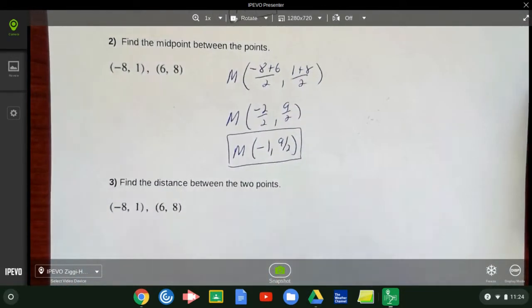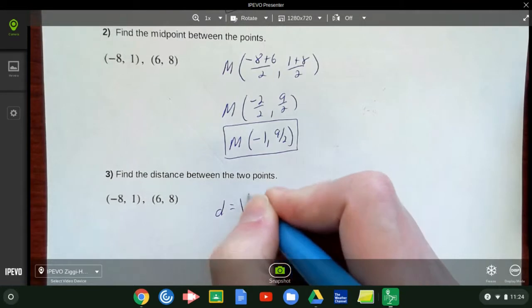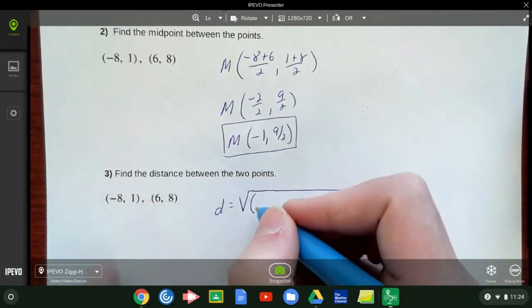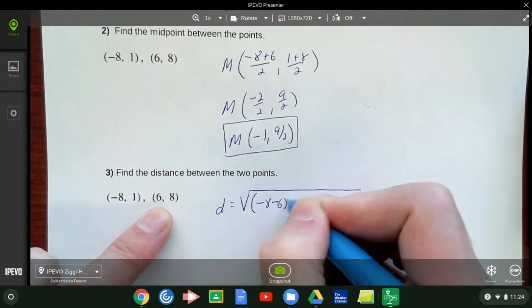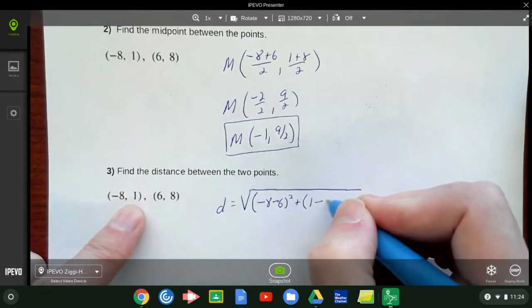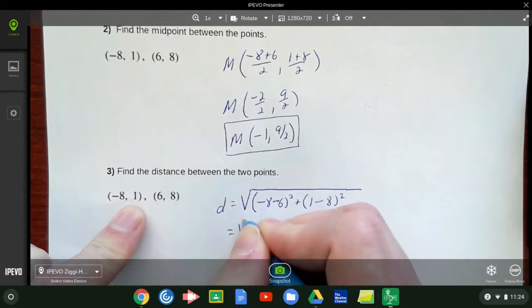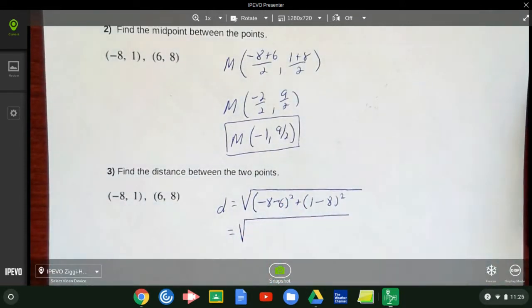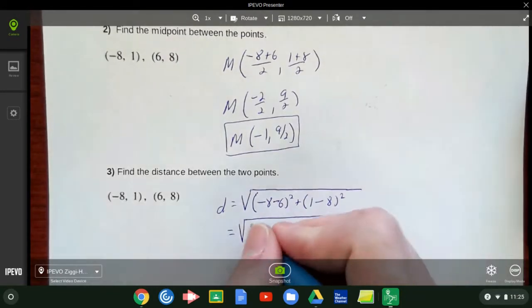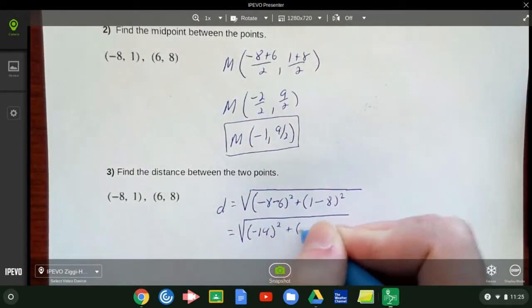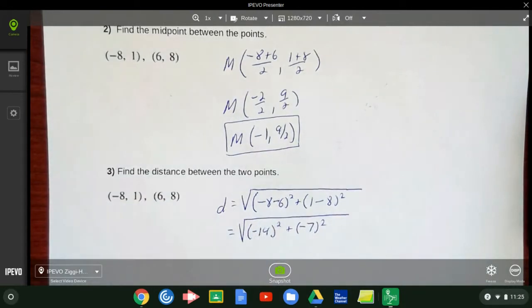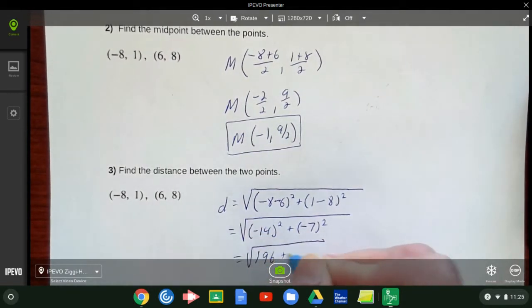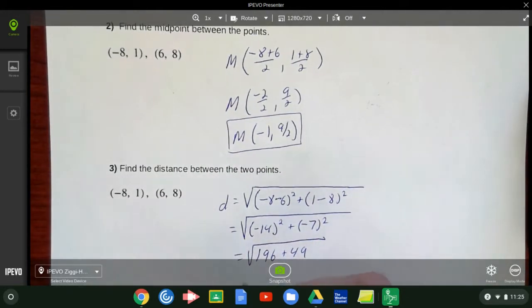And the last point, distance. Put my big square root in. So negative 8 minus 6 squared plus 1 minus 8 squared. Negative 8 minus 6, ooh, big number there. That's going to be negative 14, I believe. So negative 14 squared, negative 7 squared. Negative 14 squared, I got it in my calculator to get that one. Oh, 196, I should have known that. Plus 49. Remember, when you square negatives, they always become positive.